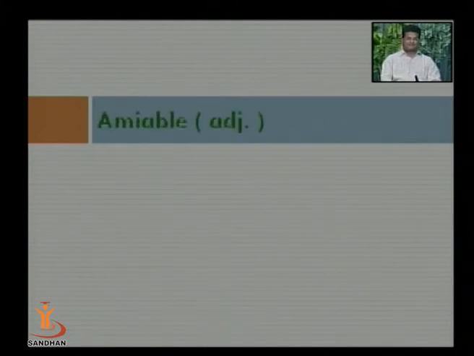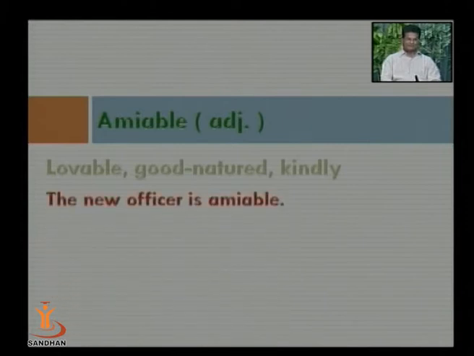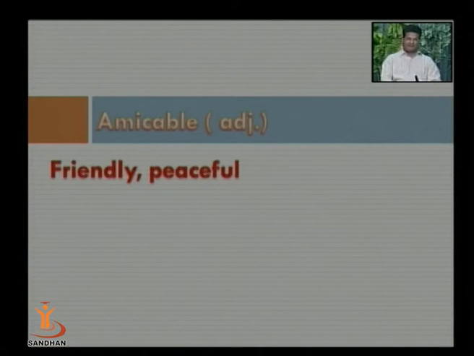Amiable, often used and often confused with amicable, but almost having the same shade of meanings: lovable, good-natured, kindly. It is used as adjective. The new officer is amiable. That means the new officer is very lovable, very good-natured, very kindly. All the meanings fit in the sentence. And pair of this word is amicable, almost having the same meaning: friendly or peaceful.